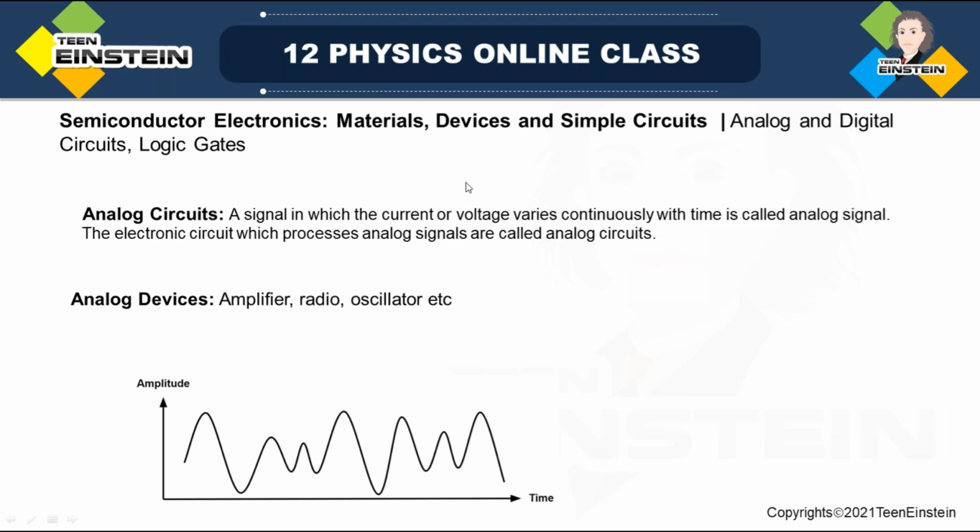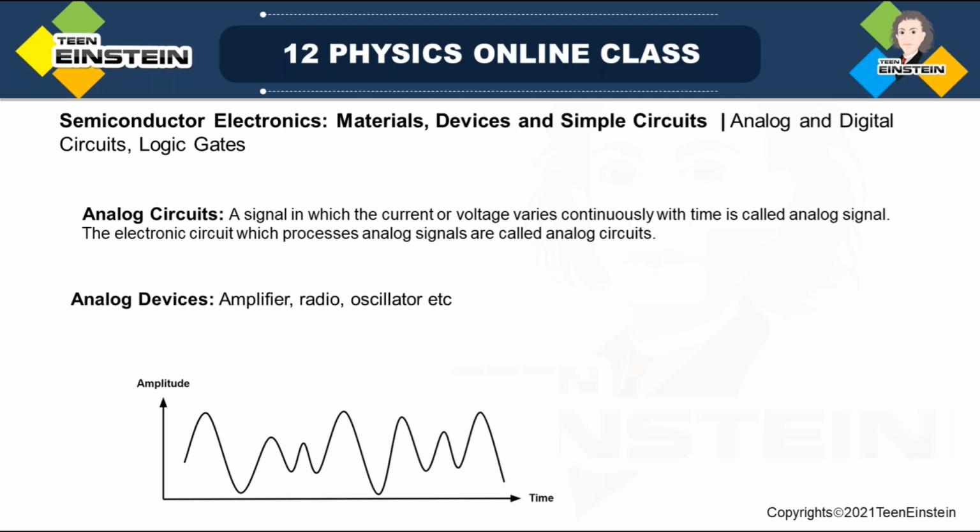So, Deepa, today I will be discussing digital and analog circuits and logic gates. This is very simple, but very easy to learn. But there will definitely be one question from this part in any competitive exam. So let us learn this topic today.